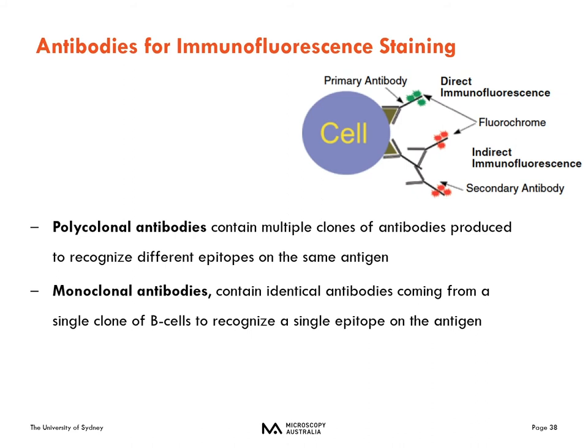We use antibodies for immunostaining. There are polyclonal antibodies or monoclonal antibodies. Polyclonal antibodies contain multiple clones of antibodies produced to recognize different epitopes on the same antigen, while monoclonal antibodies contain identical antibodies coming from a single clone of B cells to recognize a single epitope on the antigen.